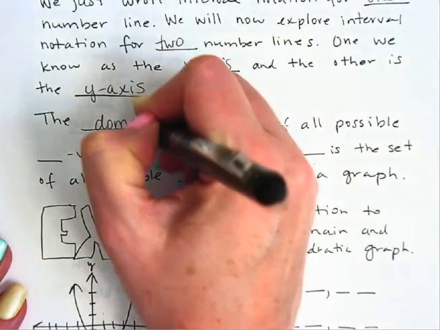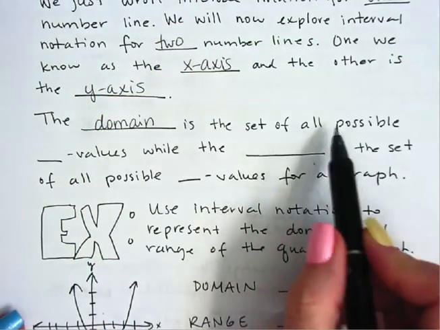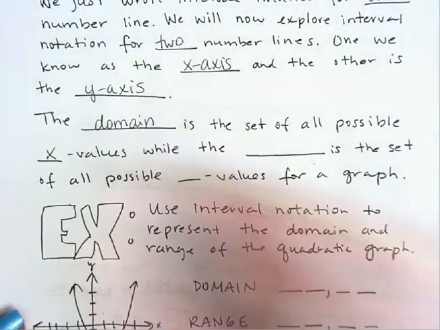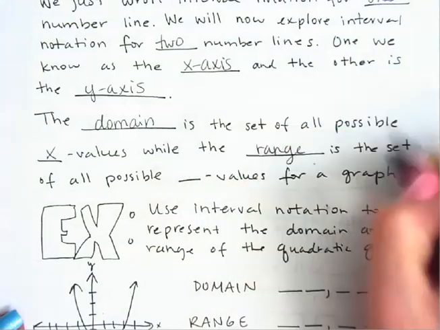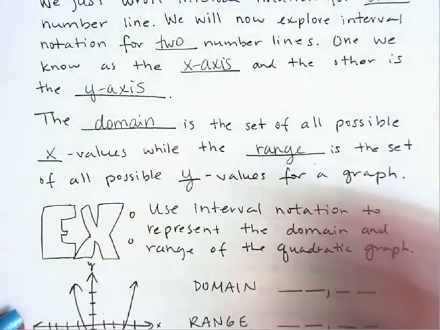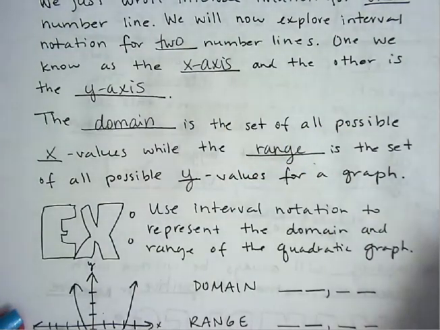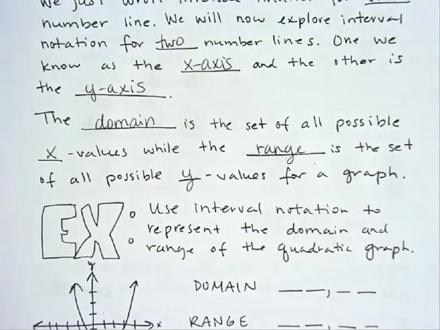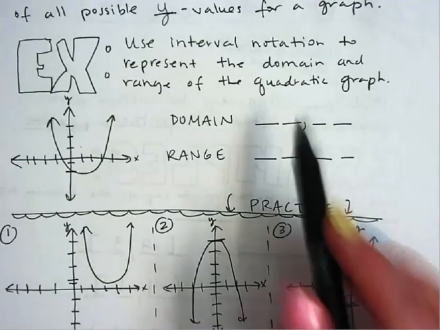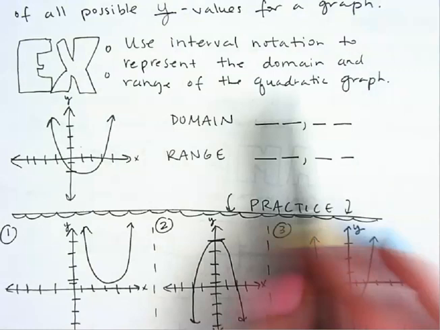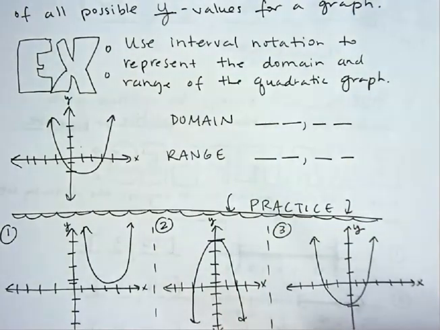The domain is the set of all possible x values, while the range is the set of all possible y values for a graph. So we have an example here. I'm going to do one for you and then give you a minute to try the rest by yourself. This example says, use interval notation to represent the domain and range of the quadratic graph.